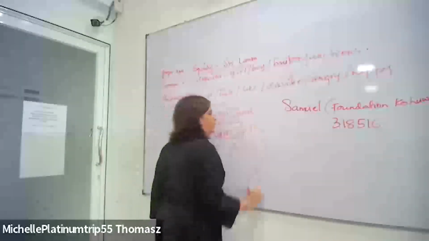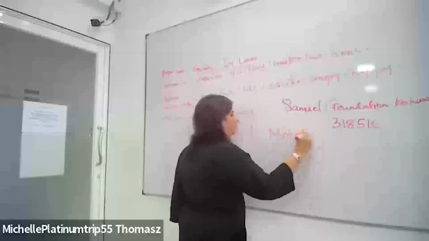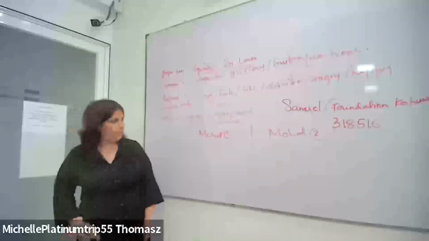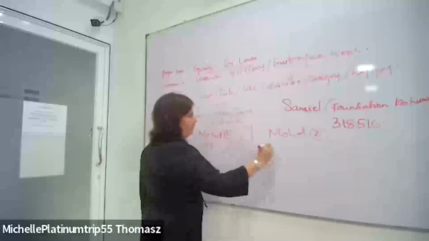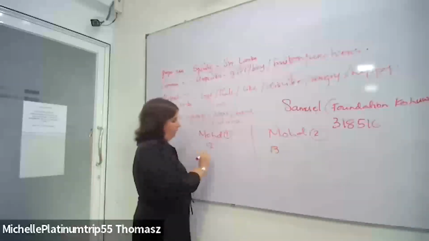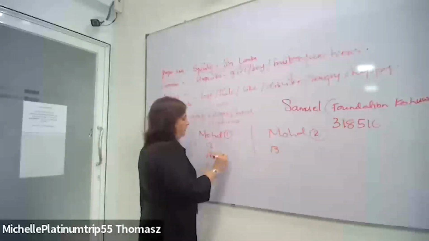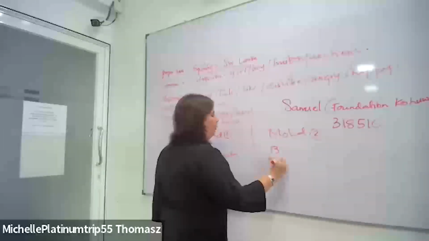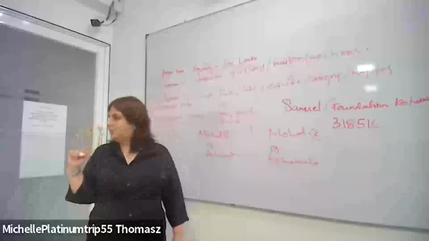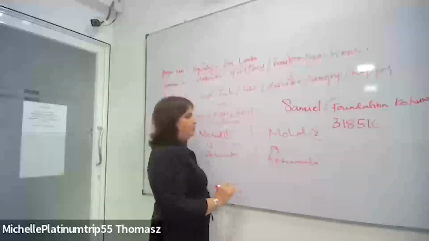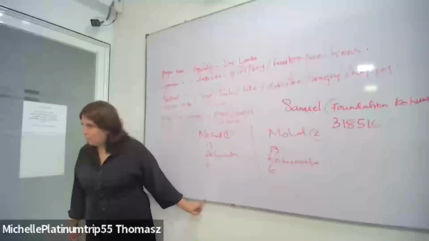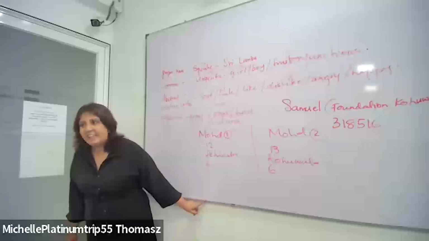Mohammed 1, Mohammed 2. Mohammed 1, how old are you? 12. Mohammed 2? 13. Mohammed 1, where do you live? Neighbor. Mohammed 2? Over. Mohammed 1, how many members in your family? Don't give me grandmothers, grandfathers, just mother, father, and children. 4. Mohammed 2? 6. Babies. Now can you see the difference? Same name.